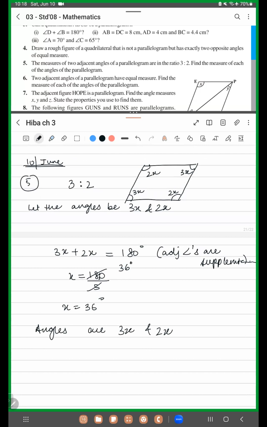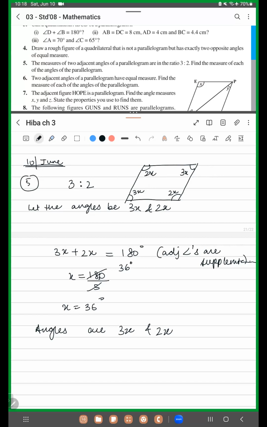Wait, why did you name the other two angles as 2x and 3x? You tell me, what will the other two angles be? What will this angle be? This angle is opposite to 3x. So what will this angle be? 3x. Yeah, exactly. That is why I wrote it as 3x. Okay. And similarly, this one will be 2x. So anyway, now we have to find out all the four angles of the parallelogram.